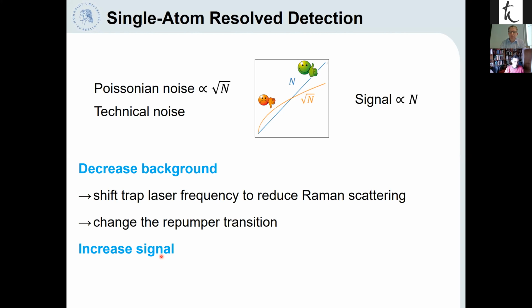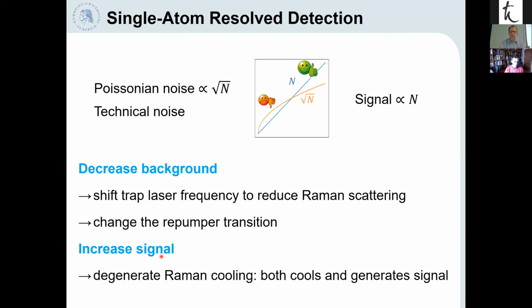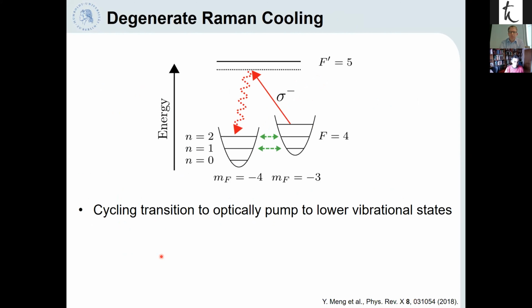The technique that we used for performing this laser cooling of the atoms was so-called degenerate Raman cooling, which both cools the atoms and generates the signal. I cannot go into all the details here, but just briefly say that in this Raman cooling, we take advantage of the fact that the trapped atom in our trap features discrete vibrational levels, which come on top of the magnetic substates and electronic levels of the atom.